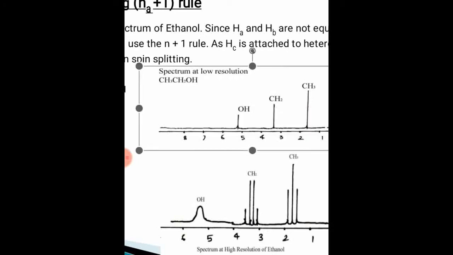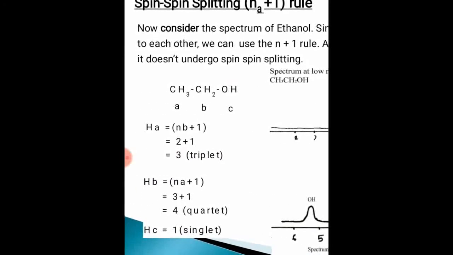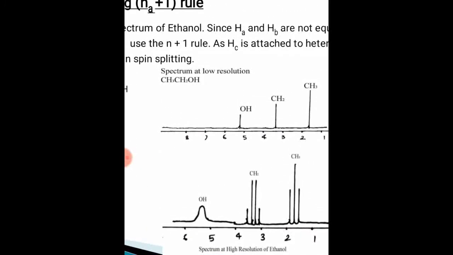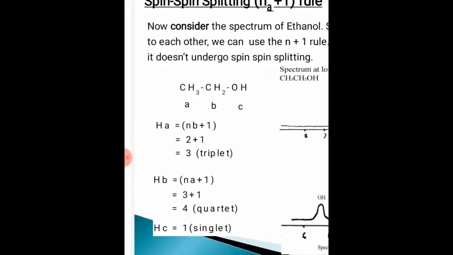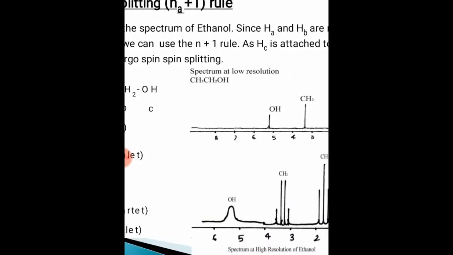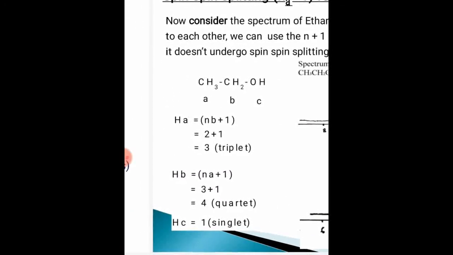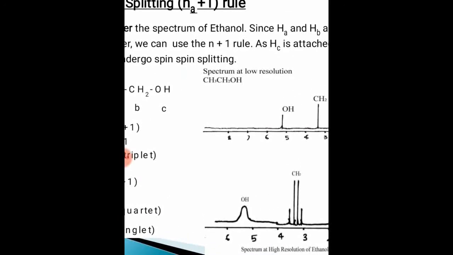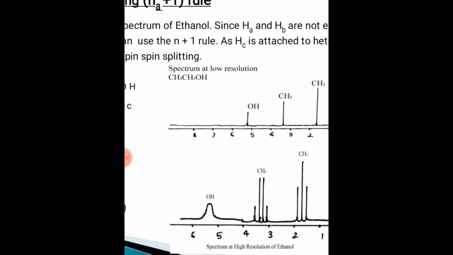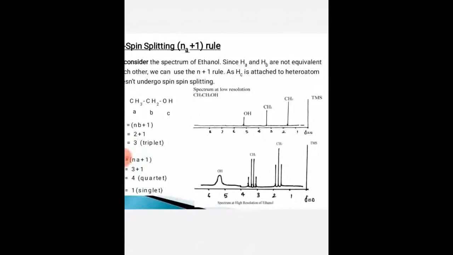The singlets convert into multiplets in the high resolution. The CH3 set of protons gets divided into a triplet. So the first singlet is divided into a triplet, another singlet is divided into a quartet, that is the singlet of CH2 gets divided into 4 lines, and the singlet of HC, as it does not undergo spin splitting, gives a broad singlet, only the singlet. This is all about the spin splitting of ethanol.